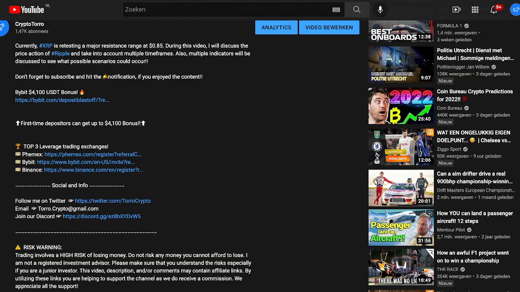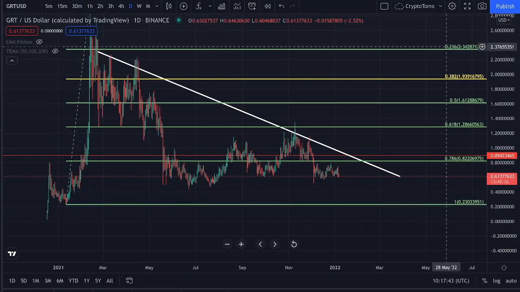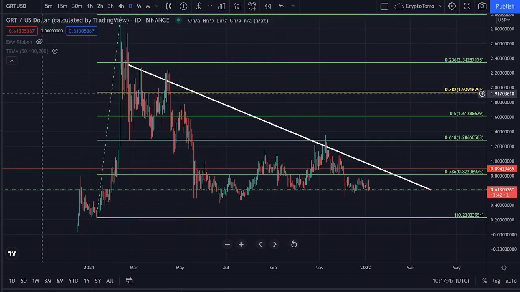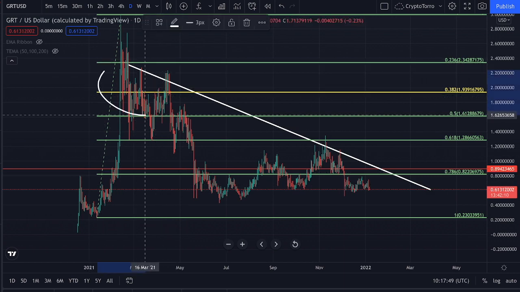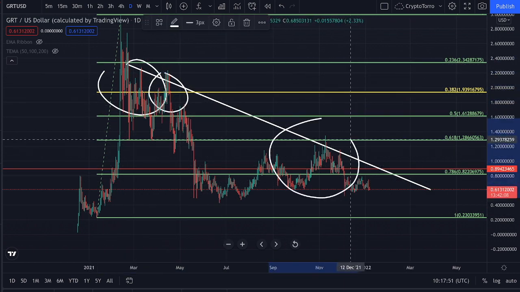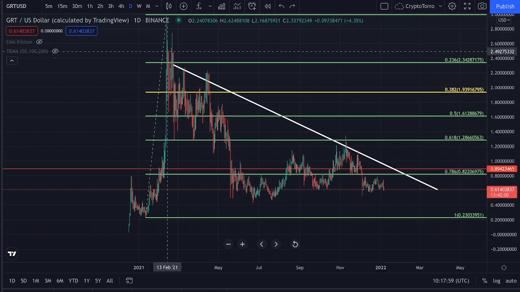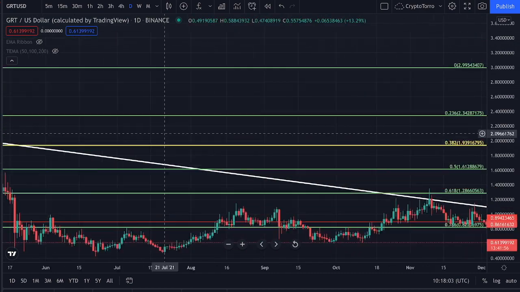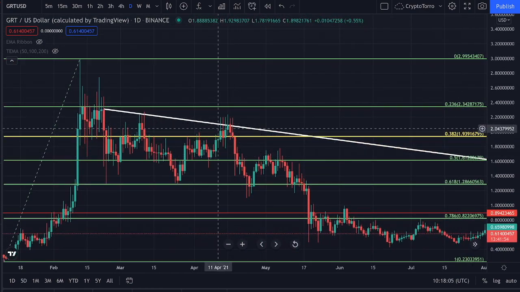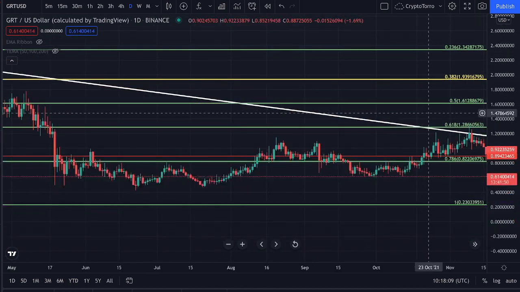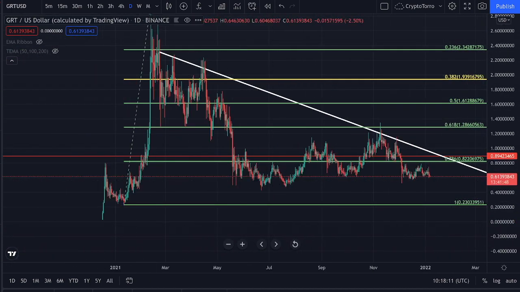This being said, I would like to get started on the graph and show you the daily time frame. What I think is quite important is that we have seen this descending resistance with multiple touch points underneath. It might seem incorrect, but I did not count the wicks of the candles. If we zoom in a bit closer, you can clearly see that the bodies were retested underneath these ranges, and therefore this is a confirmed descending resistance line.